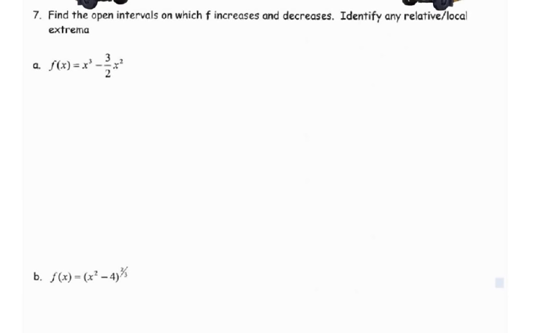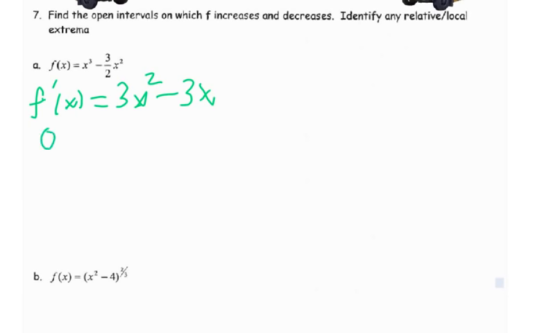Number 7, find the open intervals on which f increases. So we're looking for where the original function increases and decreases, and then we want to identify any relative or local extrema. As we already know from previous work that we've done in class, the first thing we need to do is find the first derivative. And the first derivative here is 3x squared minus 3x, using the power rule for each term.